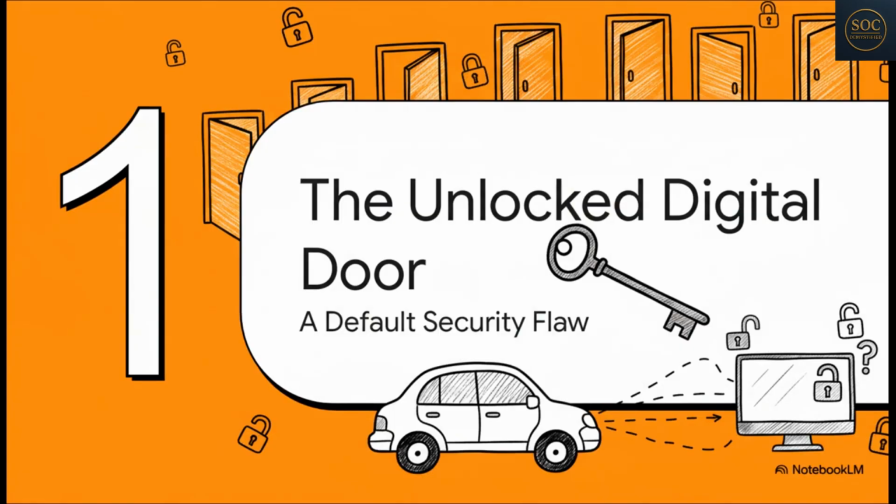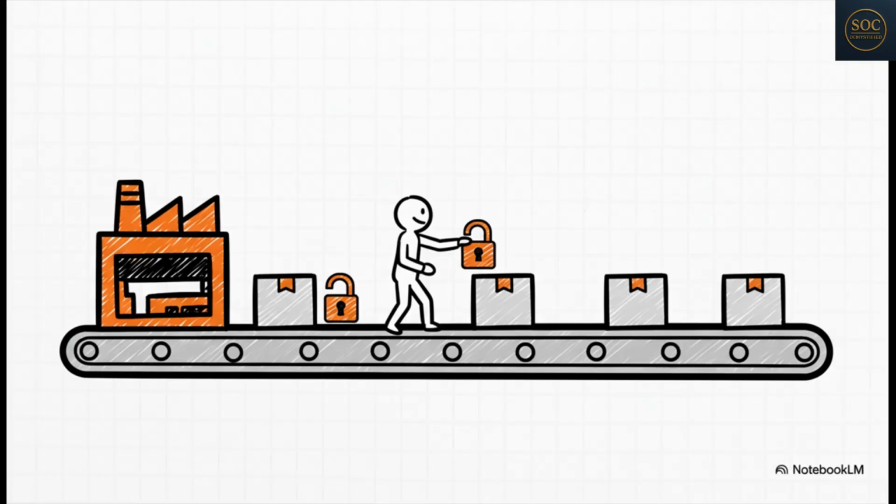You see, that unlocked car, it's not just a random idea. It is the perfect way to think about our first big point, the unlocked digital door. Because that's exactly what we're up against when we install a lot of new software right out of the box. And here's the thing you've got to understand. This isn't really a bug in the way we usually think about them. In many cases, it's a choice.